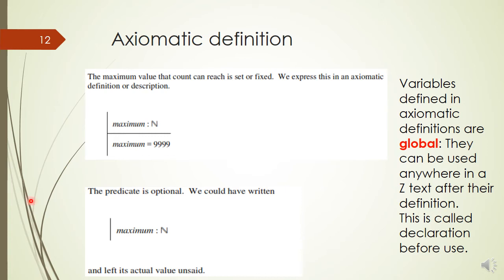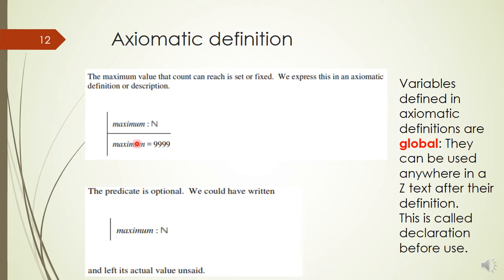Therefore, before writing the system state schema, we must declare the variable maximum in the axiomatic definition, and variables defined in axiomatic definitions are global. They can be used anywhere in a Z text after their definition, and this declaration of global variable must be before writing the system state schema.